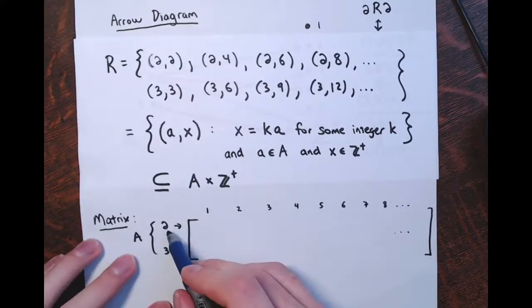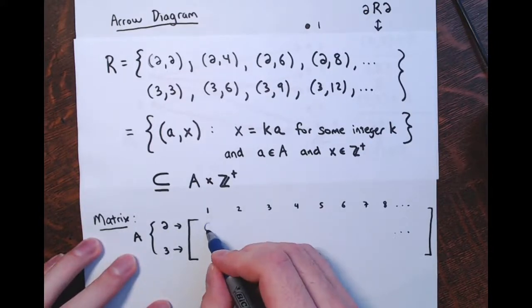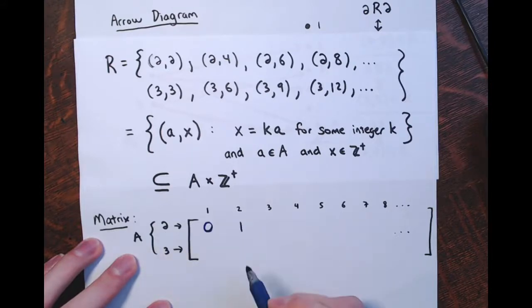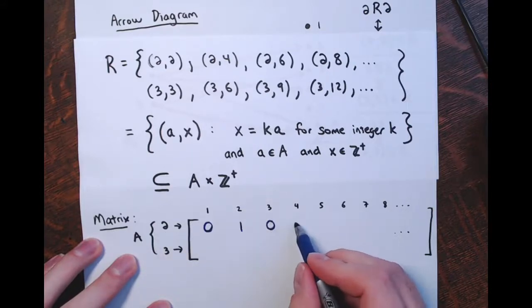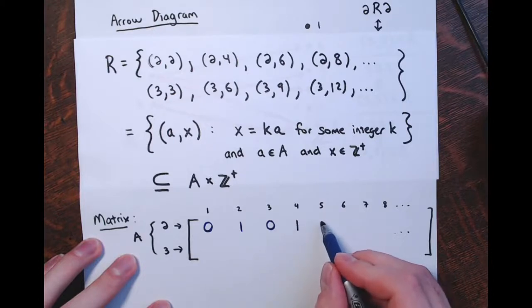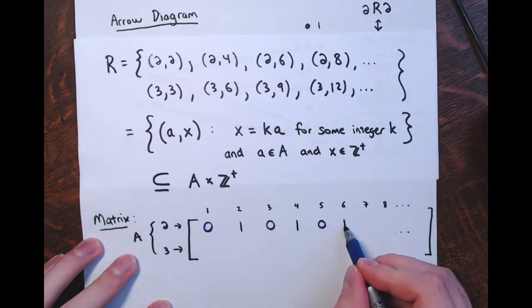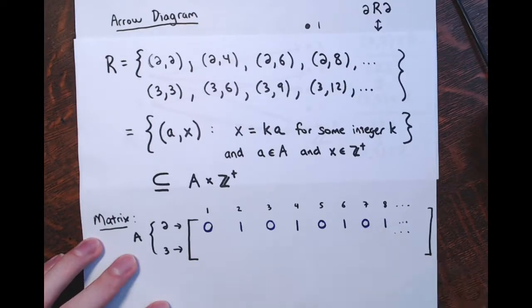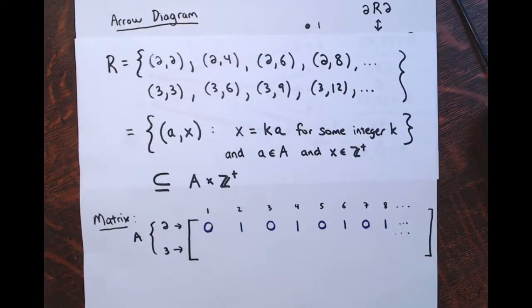But is 2 related to 1? No, we didn't see an arrow. 2 is related to 2 though, so I put a 1. Then not 3, and 2 was related to 4. Not 5, 2 was related to 6. Not 7, 2 was related to 8, and so on, right? So it would continue 0, 1, 0, 1, 0, 1 forever.